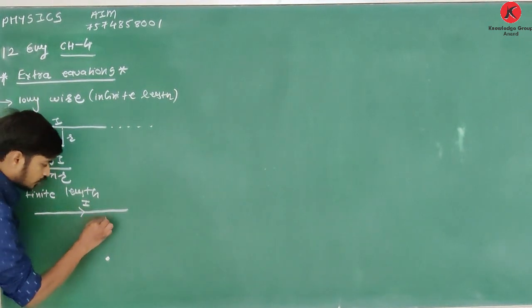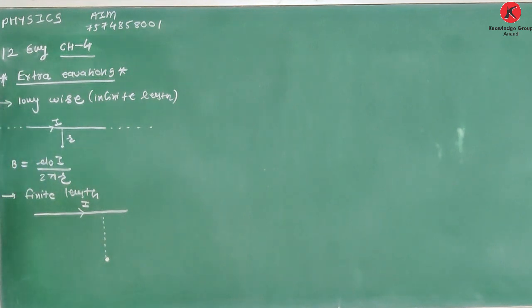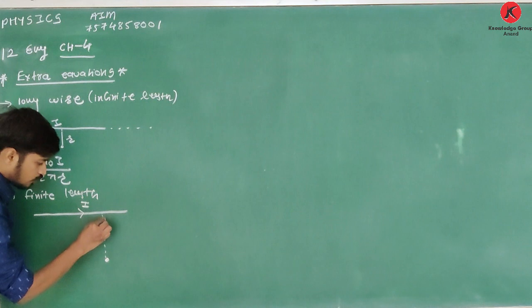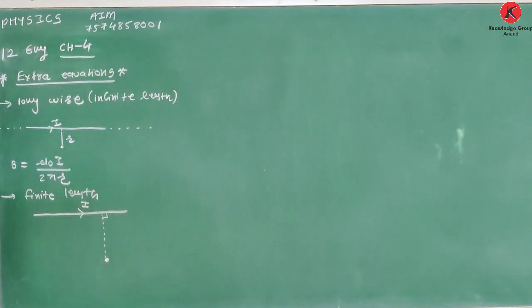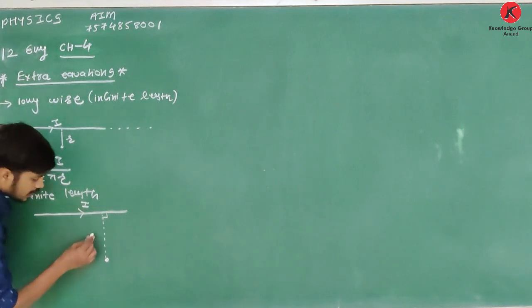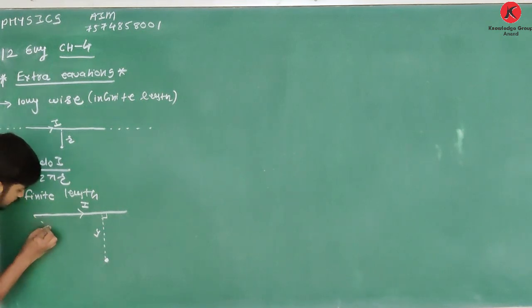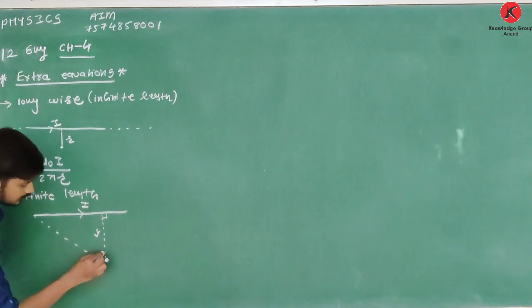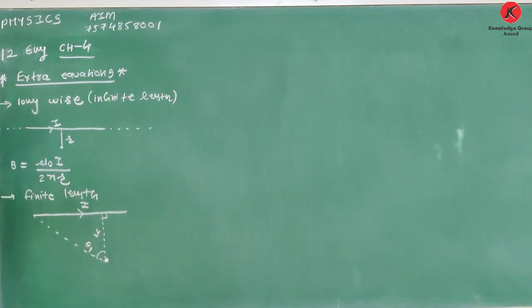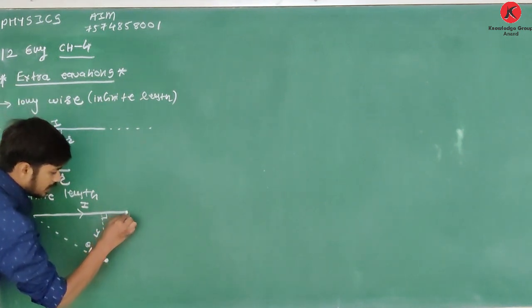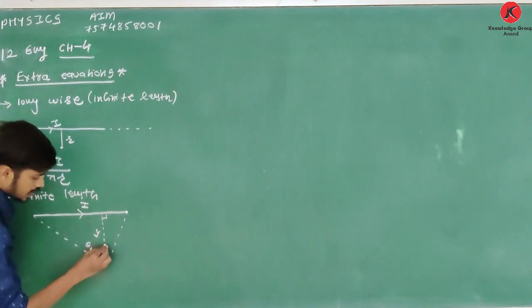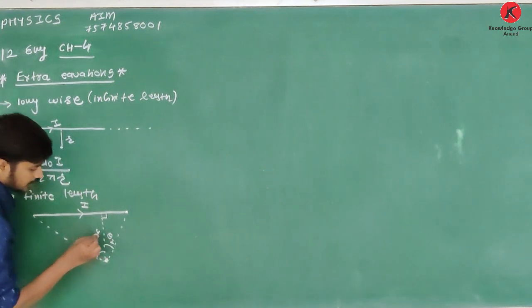From this point, draw one normal on the wire. Clear about this? It makes an angle of 90 degrees with the wire. This perpendicular distance is called y. Now, connect this point with one end and name this angle theta 1. Connect the other end with this point and name this angle theta 2.